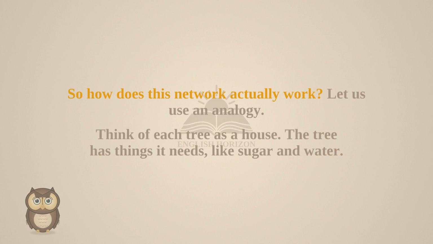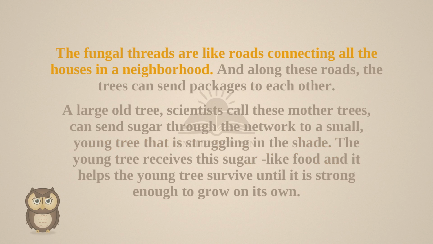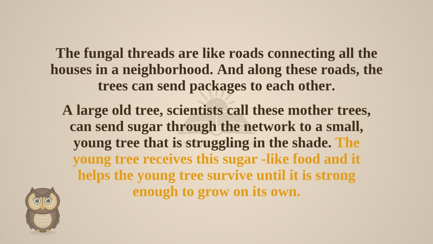So how does this network actually work? Let us use an analogy. Think of each tree as a house. The tree has things it needs, like sugar and water. The fungal threads are like roads connecting all the houses in a neighborhood. And along these roads, the trees can send packages to each other. A large, old tree, scientists call these mother trees, can send sugar through the network to a small, young tree that is struggling in the shade. The young tree receives this sugar like food, and it helps the young tree survive until it is strong enough to grow on its own.